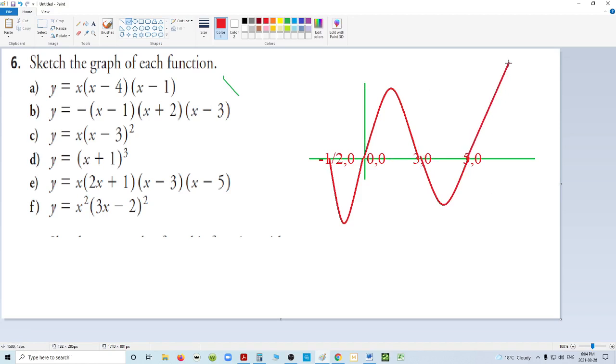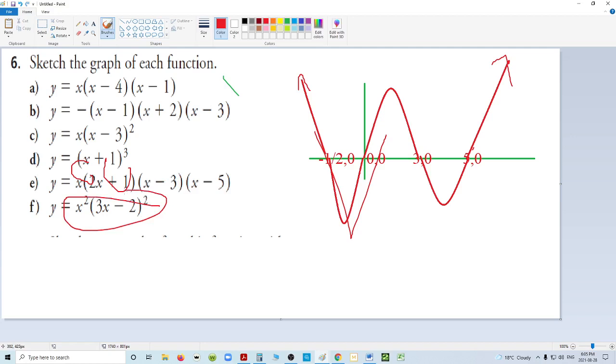And then off into space, and off into space. Now, notice that it looks like a W. This is a little bit crooked, but that's okay. And you want to label all your points, and it goes through 0, 0, so it's not going to be a y-intercept, and it goes straight through each of them because they're all unique x-intercepts.